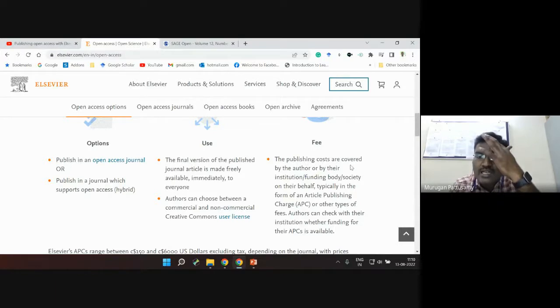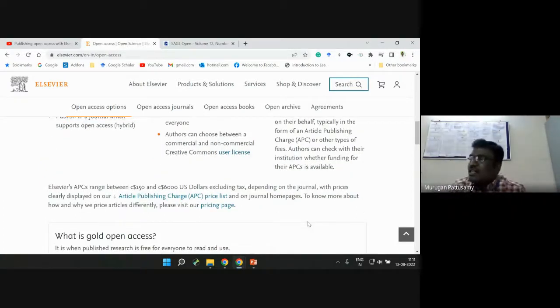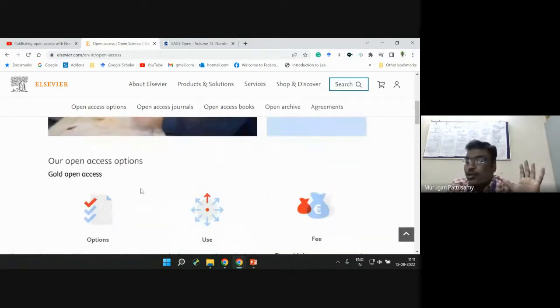The publishing costs are covered by the author or by their institution or funding body or society on their behalf, typically in the form of an article publishing charge or other types of fees. Authors can check with their institution whether funding for their APC is available. There are some institutions where they are taking care of these APC charges as part of their faculty professional development activity. If you get that sort of funding, you simply get it from your institute and then you pay it to the journal so that your paper will be publicly available to the entire reader community. This is nothing but gold open access.